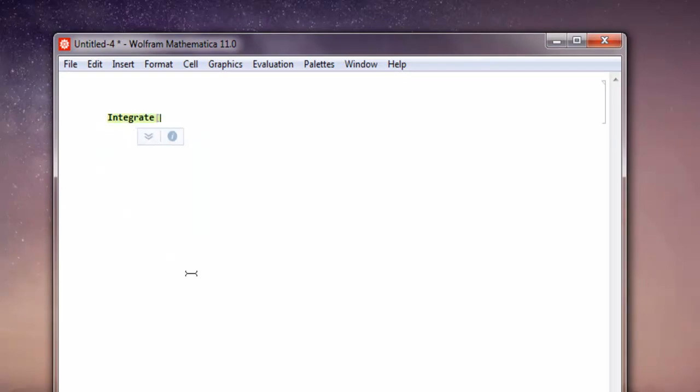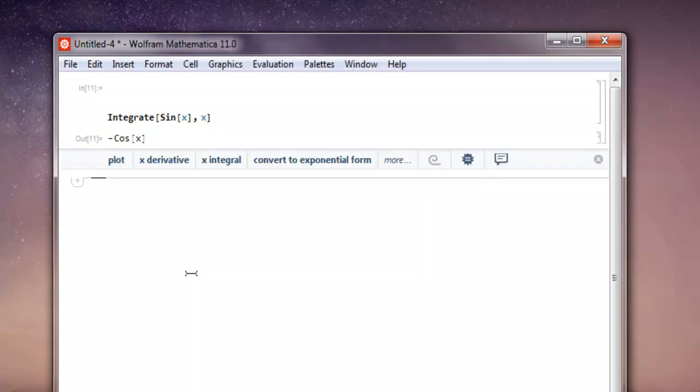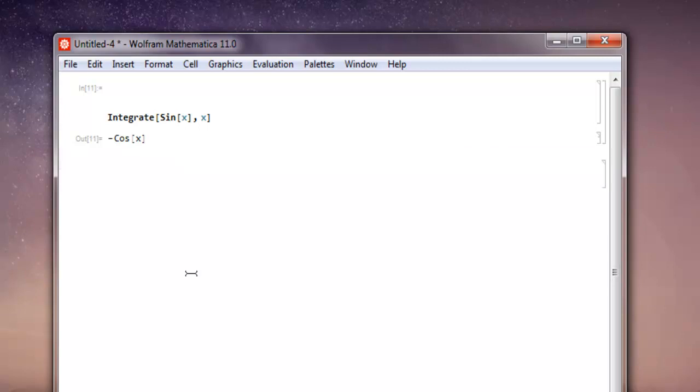Within square brackets, I'm going to write, let's say, one integration for sine x with respect to x. After you close the square bracket, simply hit Shift+Enter and you get the value of the integral of sine x dx. So that's minus cos x. We can go ahead and even ask for more complex integral equations.